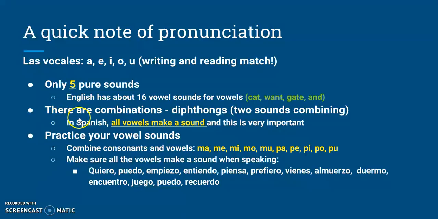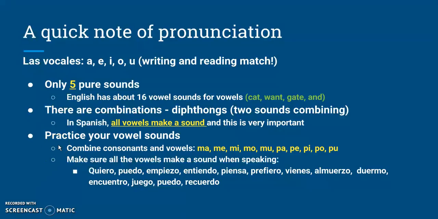Okay, so there are also combinations of vowels, and these are called diphthongs. These are just 2 sounds combining. So in Spanish, all the vowels will always make a sound, so make sure that if you have 2 vowels together, they are making their own sound. Okay, this is very important.